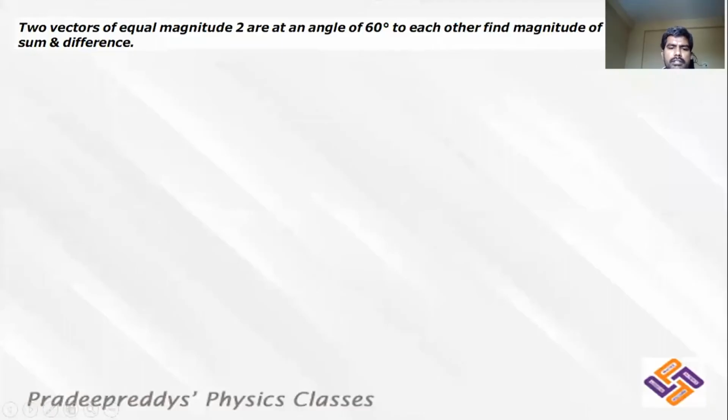Coming to the next question. Two vectors of equal magnitude. Magnitude of A is equal to 2, given. Magnitude of B is also given as 2. They are at an angle of 60 degrees.